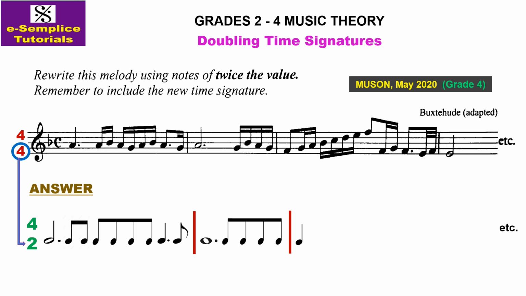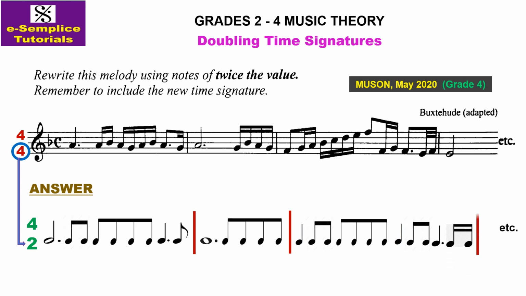Then we'll double each of these notes. The quaver becomes a crochet, the 2 semiquavers will become 2 quavers, the 4 semiquavers will become 4 quavers, then the quaver and 2 semiquavers will become a crochet and 2 quavers. Then the dotted quaver becomes a dotted crochet. Then the 2 semiquavers will become 2 quavers.